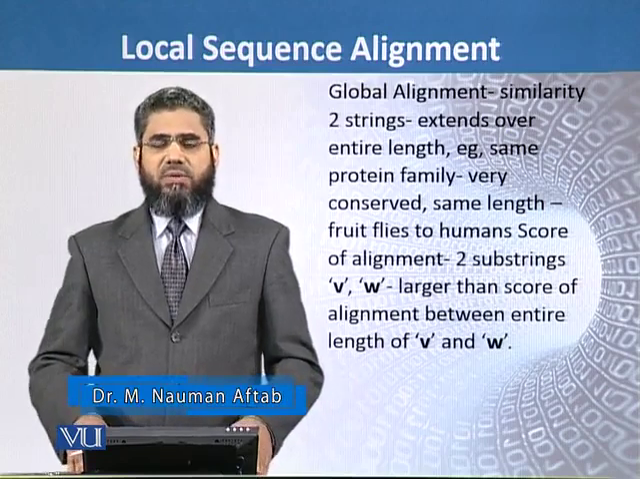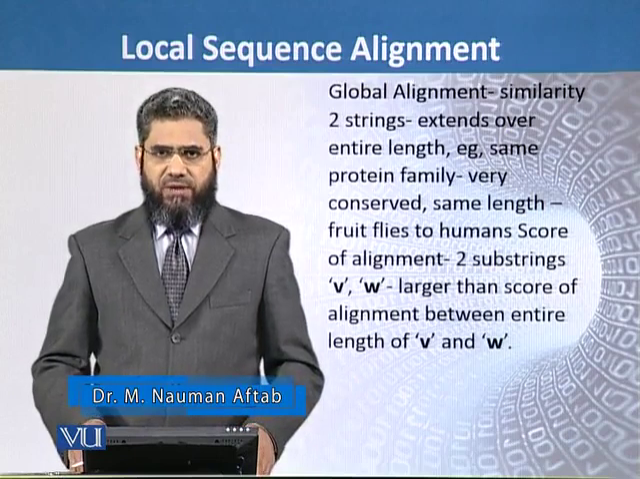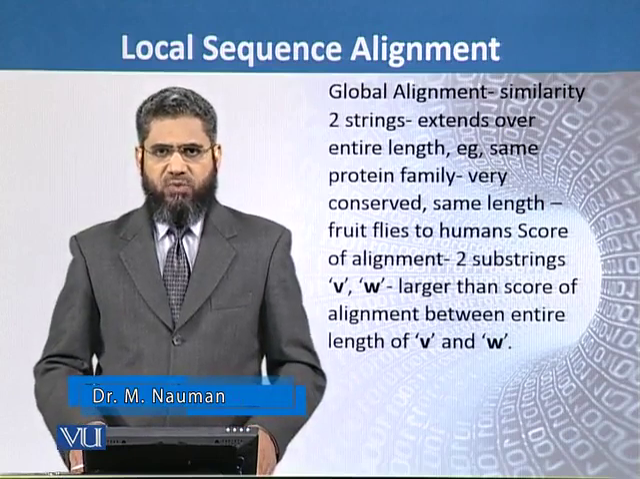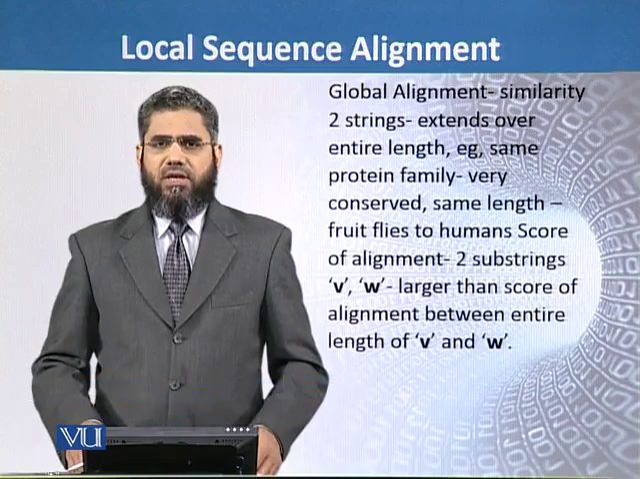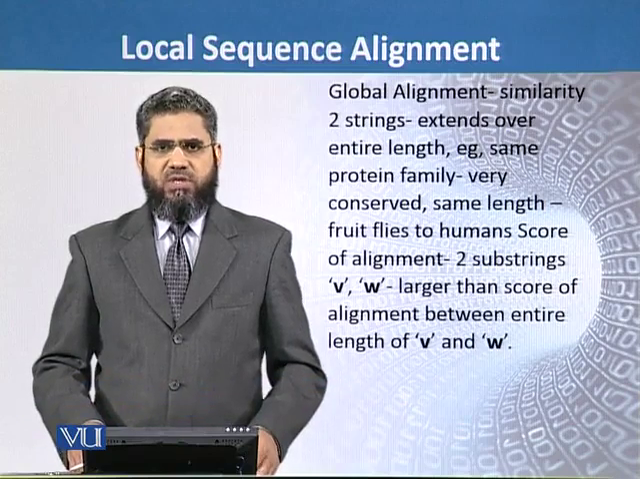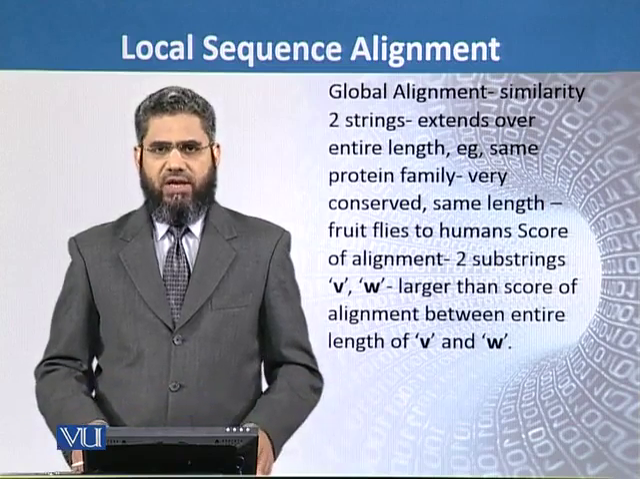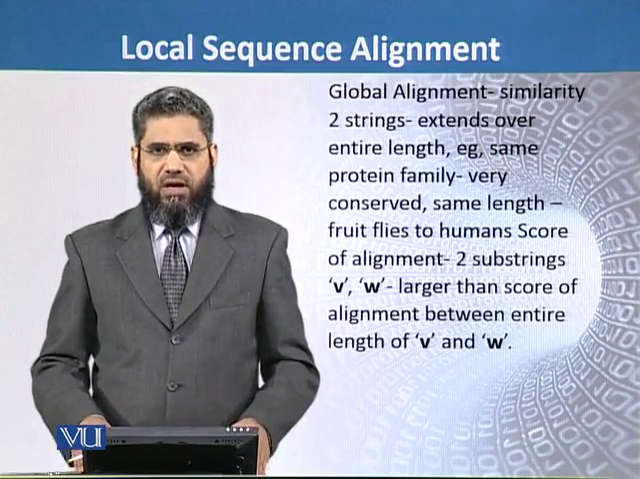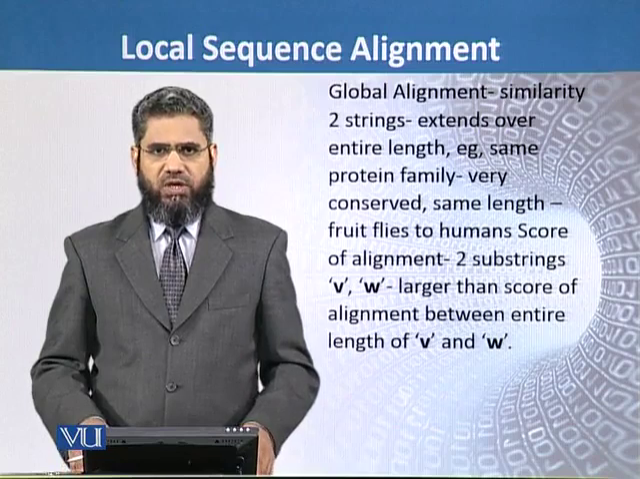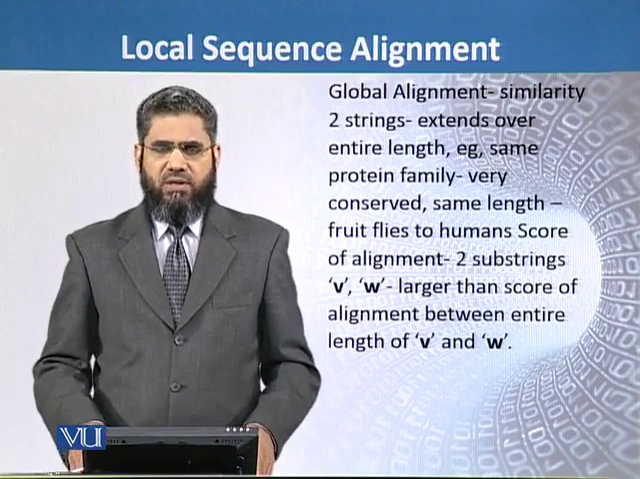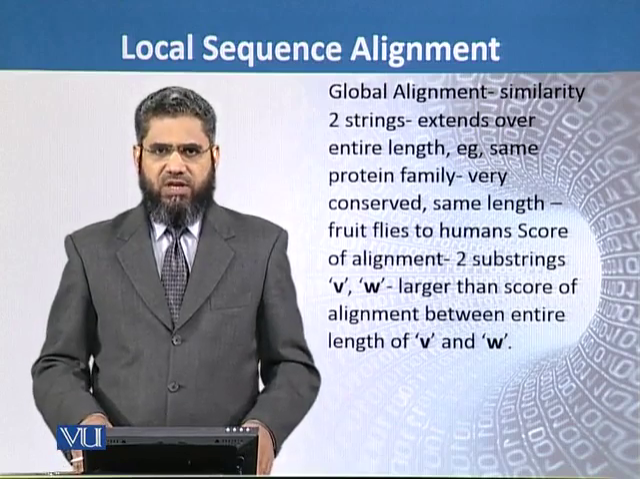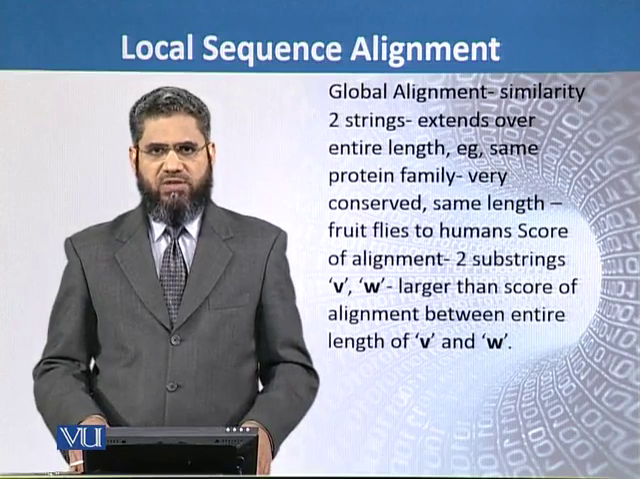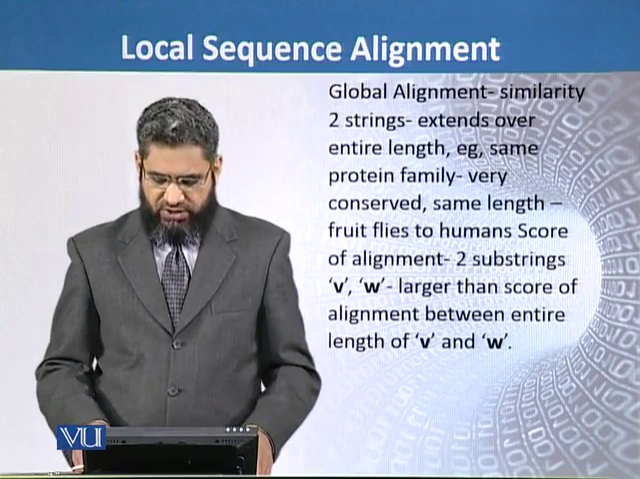These proteins might be different from each other, and in this case, the global sequence alignment score will be very low. So if we want to attain a high score for the two protein sequences, the condition is that these two proteins should be very similar to each other.